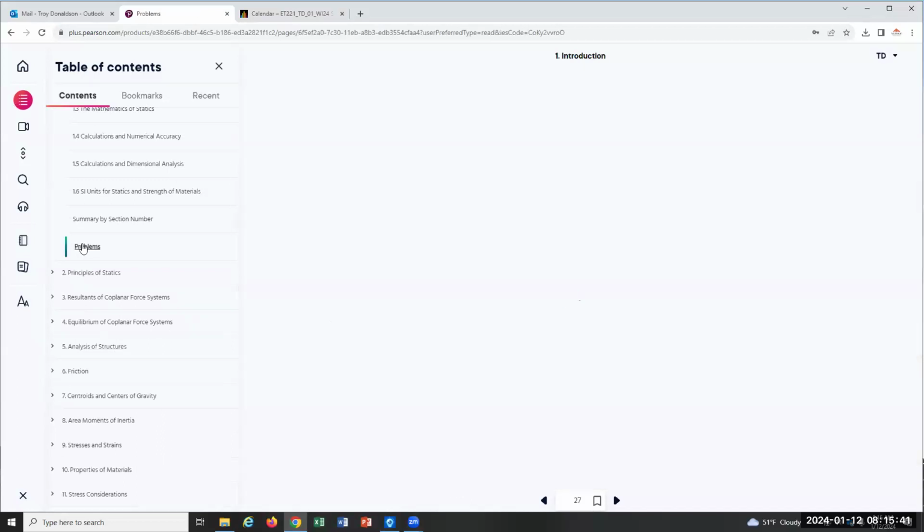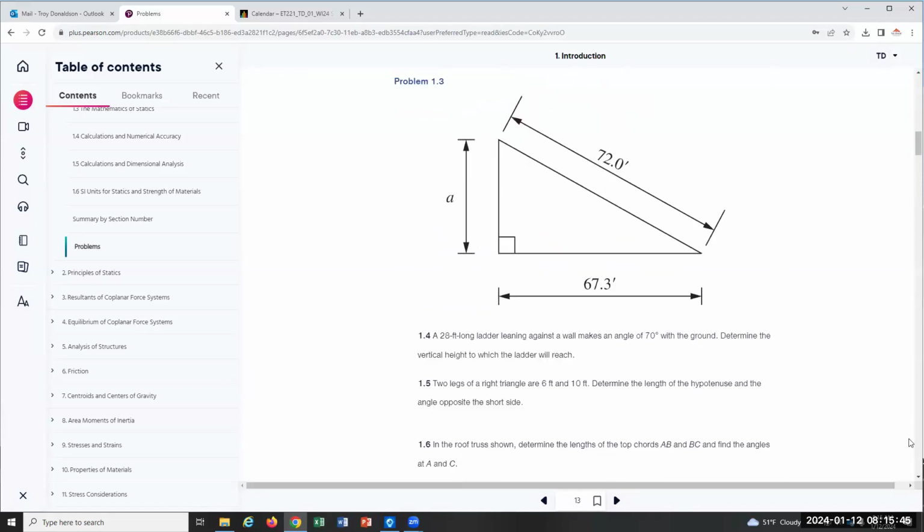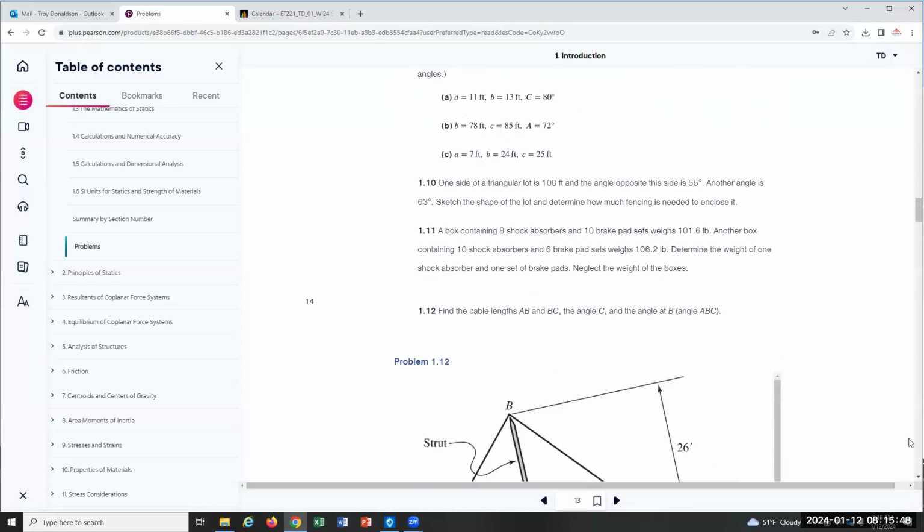Problems. What is this, number 10? It's kind of my fault because I must have copied it wrong or something. No, it's just a word. One side of a triangular lot is 100, and the angle opposite is 55 degrees. Another angle is 63. Sketch the shape. Oh, I didn't even do that. I just assumed it was a right triangle. That's bad.